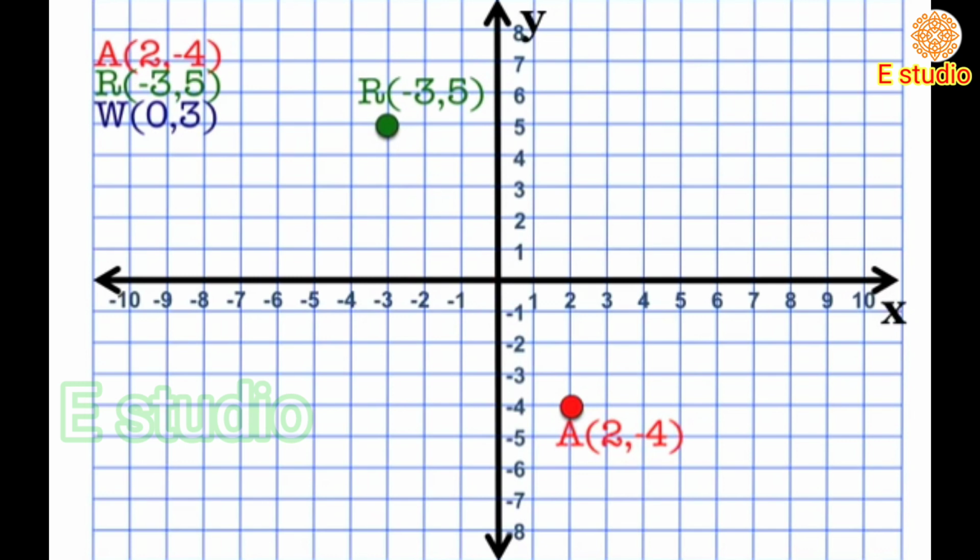How about the next one, W at 0, 3? We start at the origin, we don't go left, we don't go right, we just stay. Because our x is 0, we don't go left or right. And that's our point W at 0, 3.